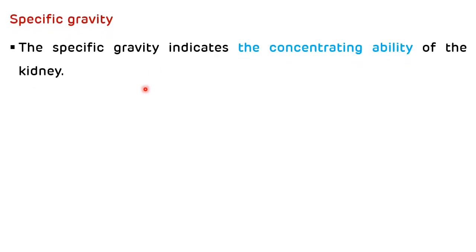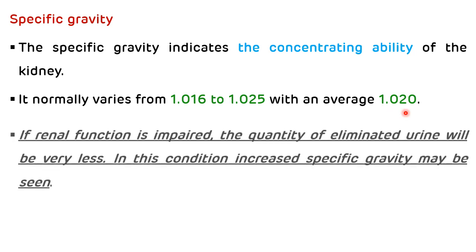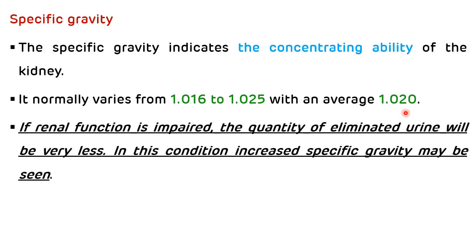Now, specific gravity. The specific gravity indicates the concentrating ability of the kidney. It normally varies from 1.016 to 1.025 with an average of 1.020. If renal function is impaired, the quantity of eliminated urine will be very less. In this condition, increased specific gravity may be seen.